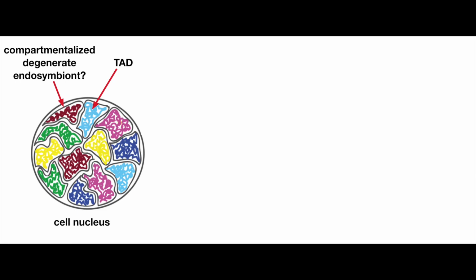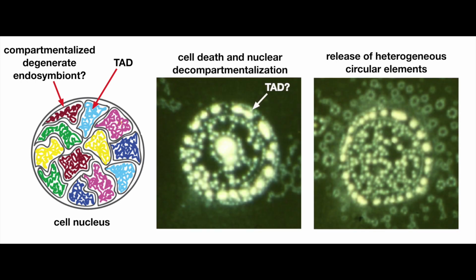Now, I'm calling it a compartmentalized degenerate endosymbiont, and I don't really want to get into what that means right now, but we'll talk about that a little bit more later. That's just a diagram like the other diagram. I'm going to show you reality, something that is not a diagram, something found under a light microscope. We'll talk more about these two images later in the movie.